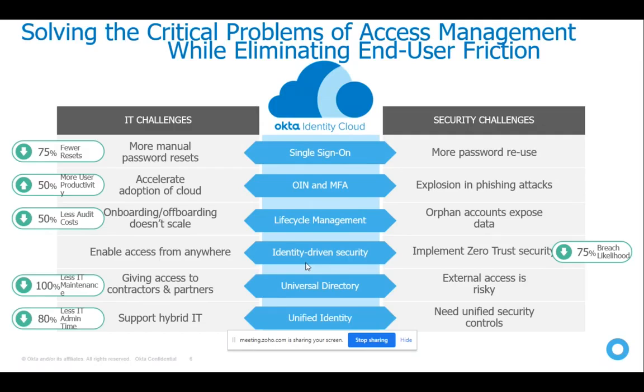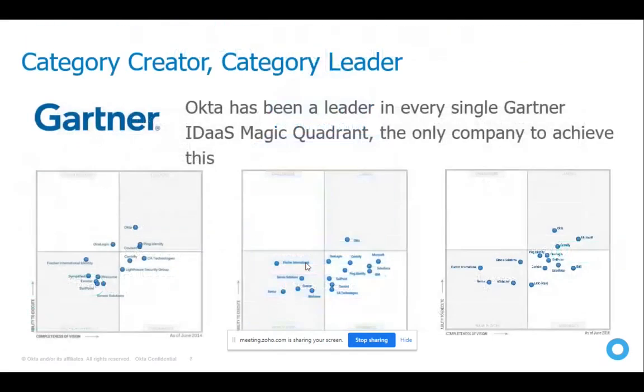So these are some of the IT challenges and security challenges which can be resolved by the different Okta products. So let's move on to the Gartner report. What does Gartner say? Okta created a new type of product. Gartner calls a portion of what Okta does identity as a service, or IDaaS. In that category, Okta is the only company to have led the Magic Quadrant for every single year of its existence, the only company that has been in the leader quadrant every single time from 2014 to 2016.